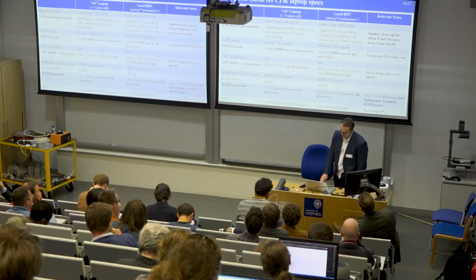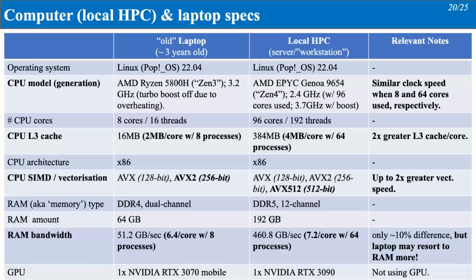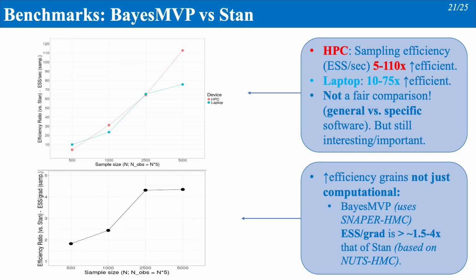And this is just a bit more on the specs. So the laptop, the main difference is basically it's got double the cache per core and up to double the vectorization speed, because it uses AVX512 as opposed to AVX2. And it won't need to go out to RAM as much, which is slower. So compared to Stan, it's much more efficient, but this isn't really surprising. It's not a fair comparison, because Stan's general, whereas this is specific.